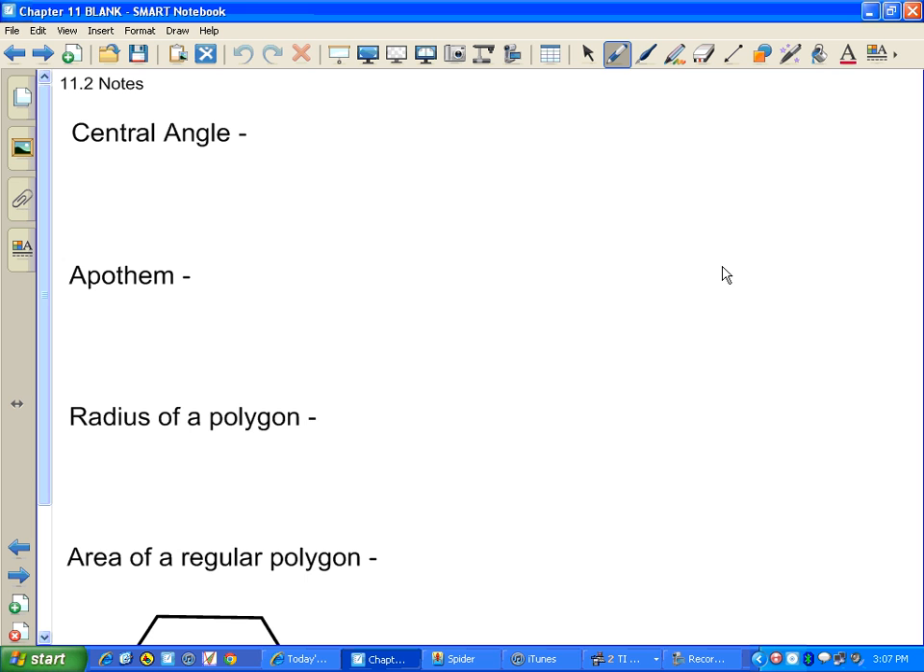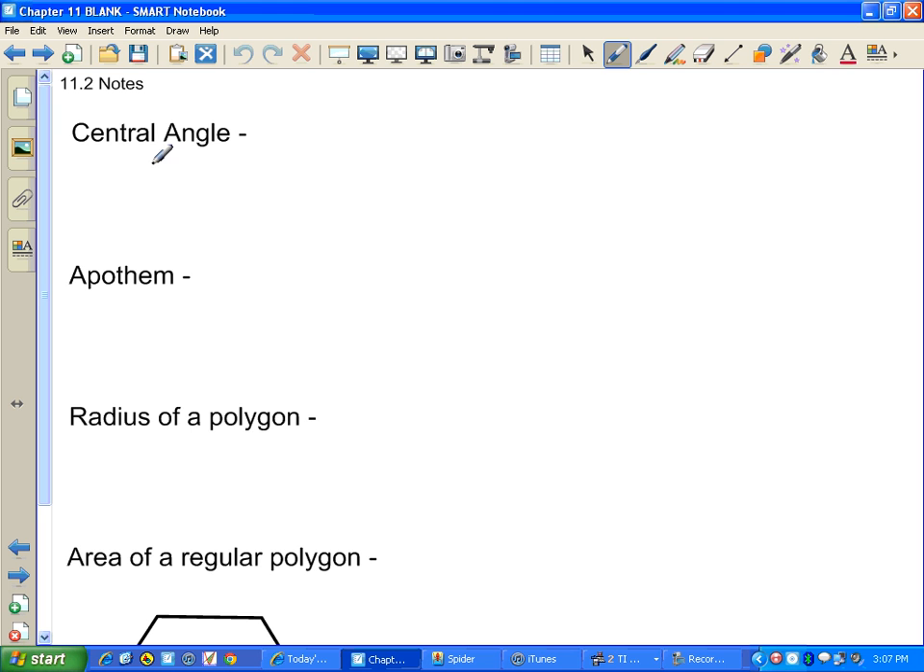11.2, we're going to learn how to find the area of different types of polygons. So far we've learned how to find the area of a triangle and the area of rectangles and parallelograms and trapezoids and all those four-sided shapes, and we're going to expand that now to finding the area of any regular polygon. Regular meaning all the sides are the same and all the angles are the same.